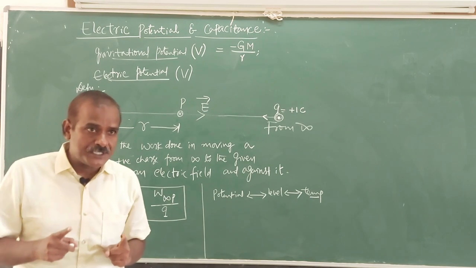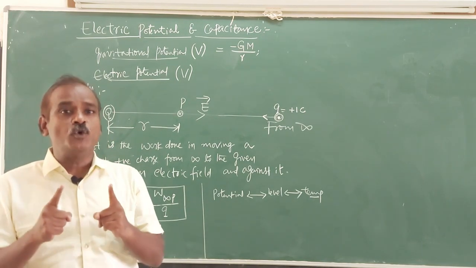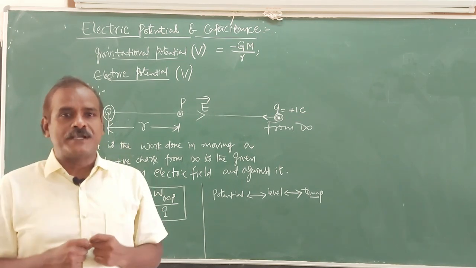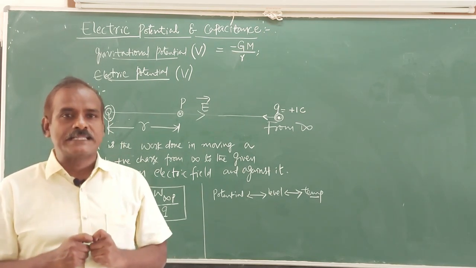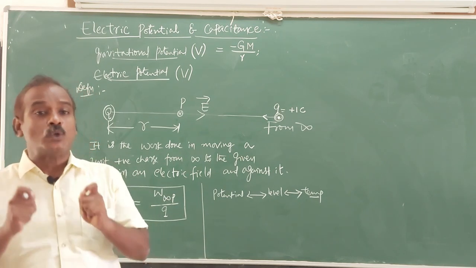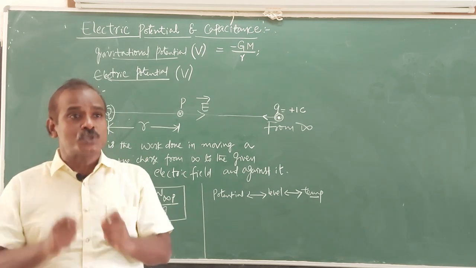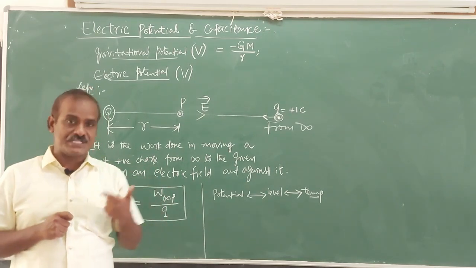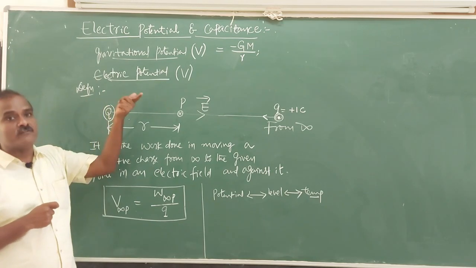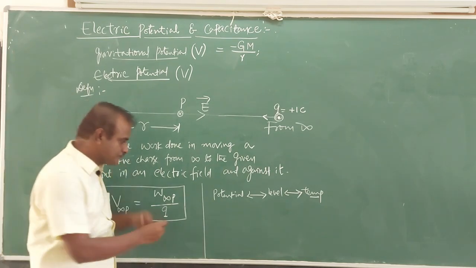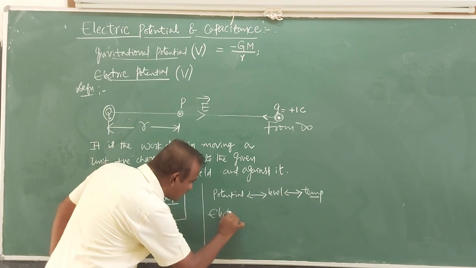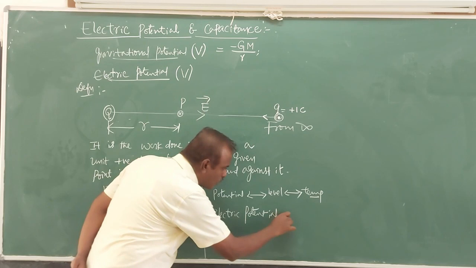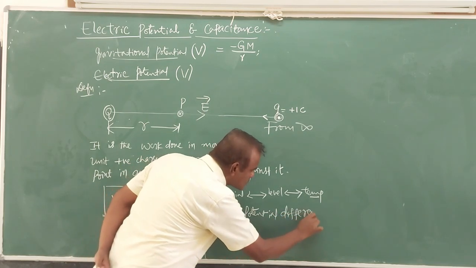If there are 2 points between which you move the charge, and the 2 points are definite, finite points, then whatever the work done to move between those two points, we say that is potential difference, electric potential difference. I write electric potential difference.